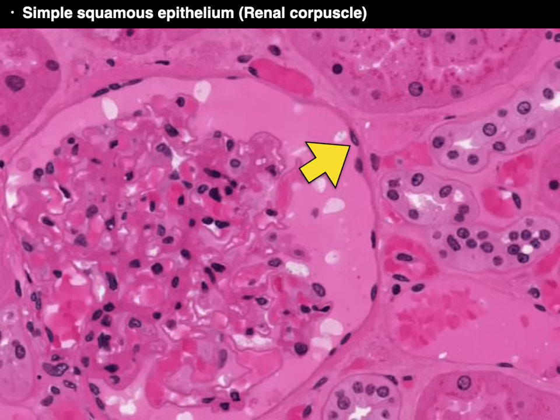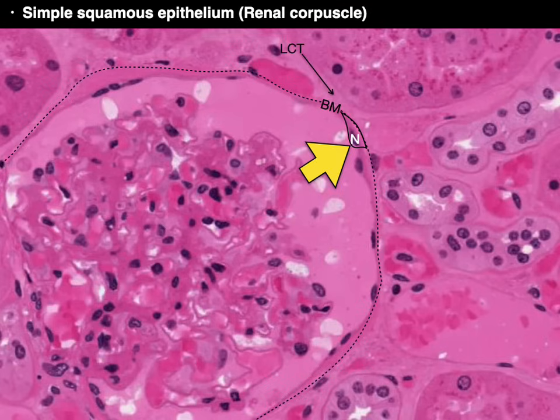This is an adrenal corpuscle. So you see that one flat cell? There's the nucleus. You don't really see the cell membrane in an H&E stain, so I imposed a membrane, which is what I just drew in the black line. And there's where the basement membrane would be, where the other simple squamous cells are anchoring.